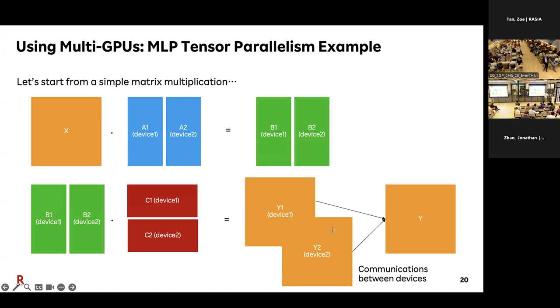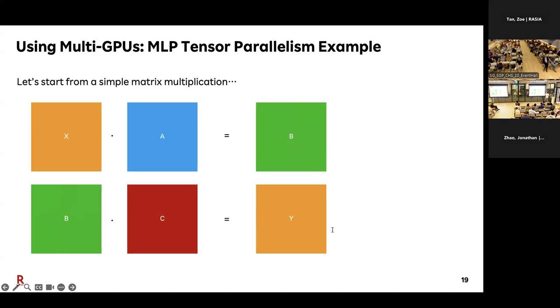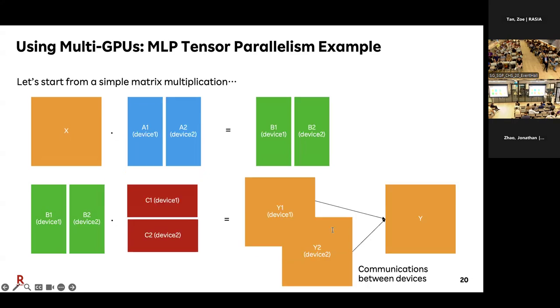And then the two results have to be collected together, merged together, to get the exact original result of Y. Since you are doing partial computations, you have to utilize some communication between the devices to collect the results. So here we use all reduce to get the final results. That's a basic example of how tensor parallelism works. The idea is to split the model parameters and utilize communication between devices, and then get the results.